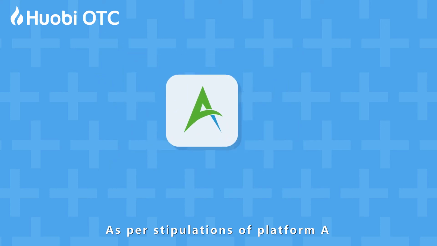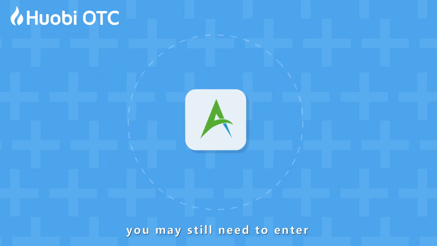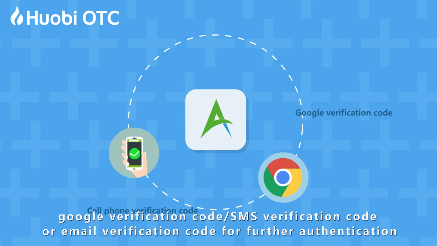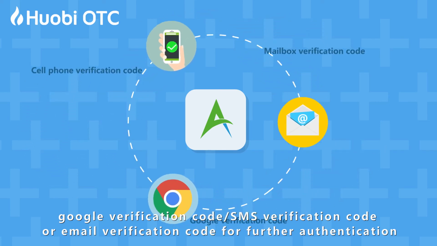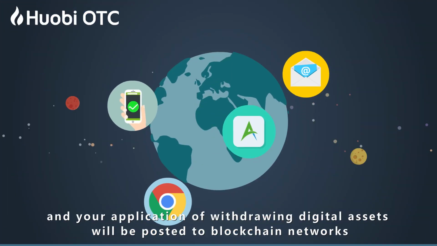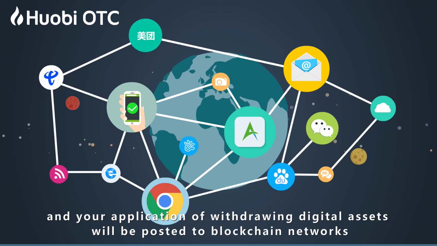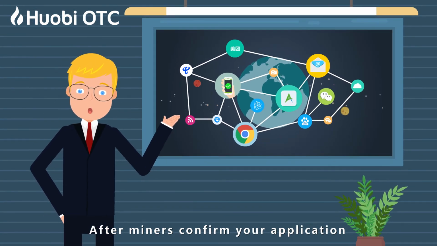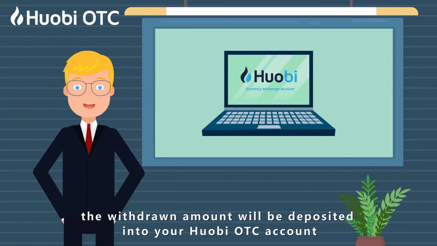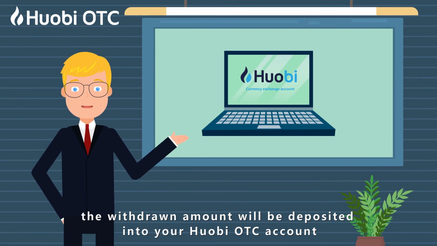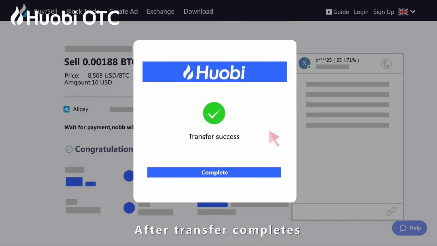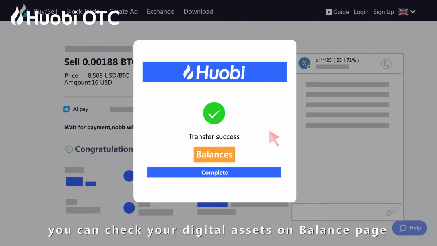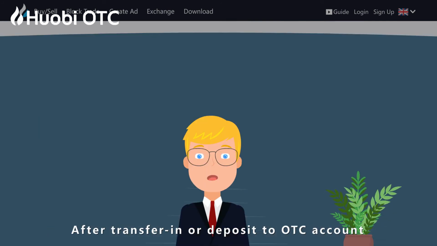As per stipulations of platform A, you may still need to enter GA or SMS or email verification code for further authentication, and your application of withdrawing digital assets will be posted to blockchain networks. After miners confirm your application, the withdrawn amount will be deposited into your Huobi OTC account. After transfer completes, you can check your digital assets on balance page.